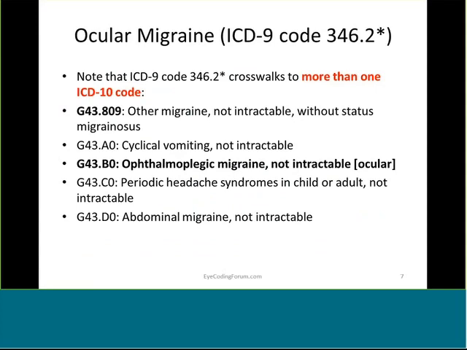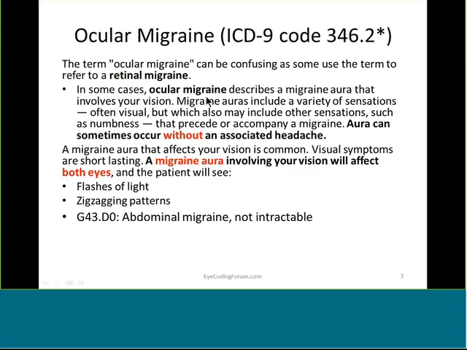Now, when you do the crosswalk of the ocular migraine, it will crosswalk to more than one ICD-10 code. It's going to crosswalk to G43.809, which is other migraine. It will actually crosswalk to a cyclical vomiting, not intractable. It will also crosswalk to the ophthalmoplegic migraine, which is the G43.B0. Also, we have these other migraines, periodic headache syndrome, and then abdominal migraine. Now, our main concern is this code, G43.B0.